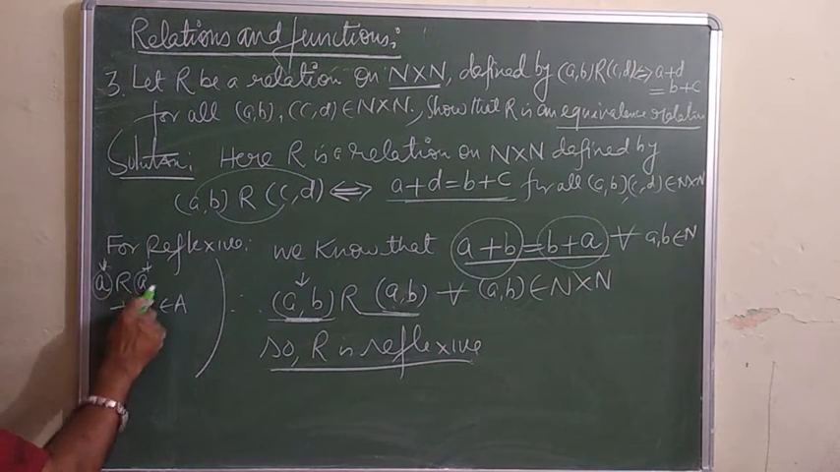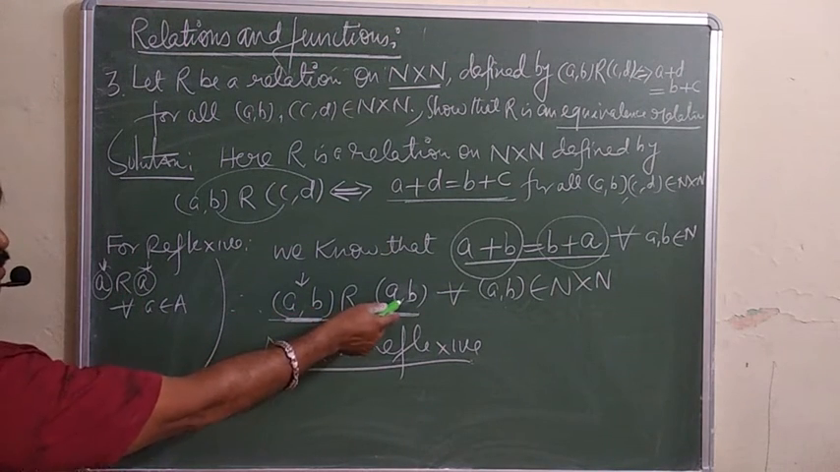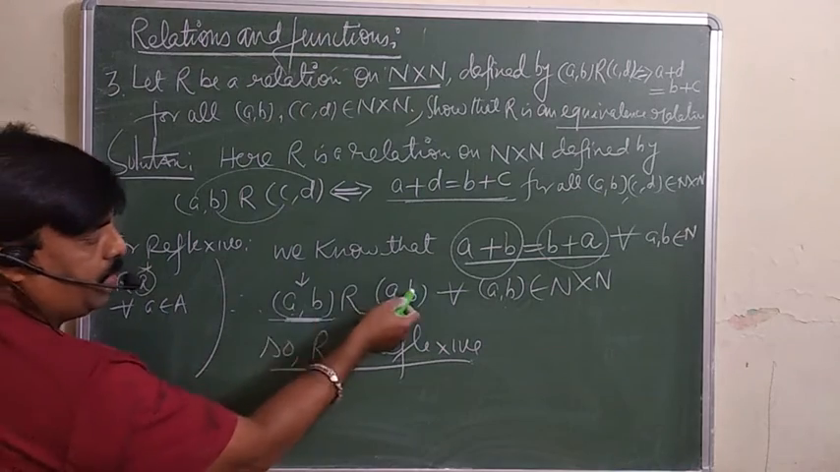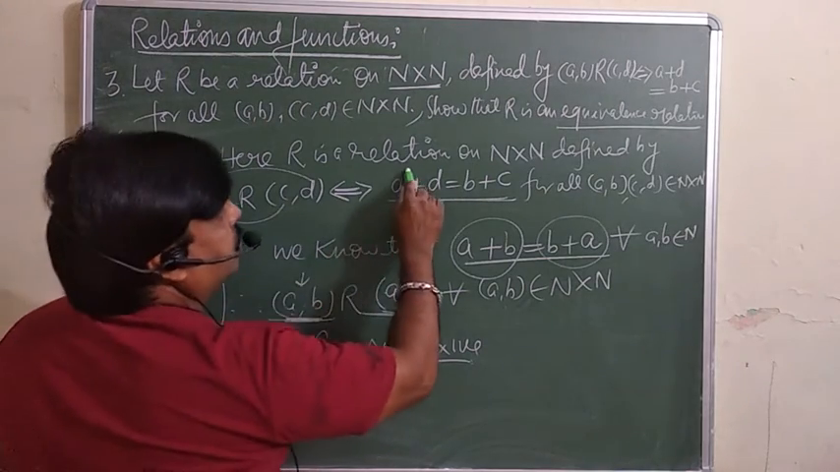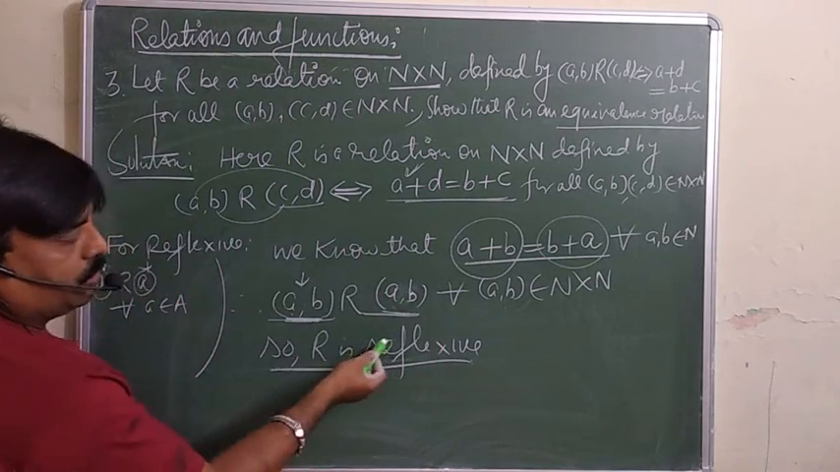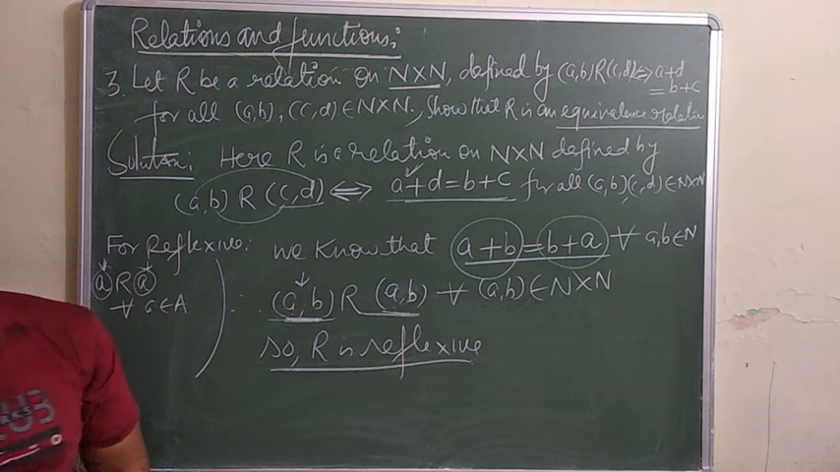Here, as an element, these are ordered pairs. So with itself, a + b equals b + a, by using this relation. So you can say it is reflexive. Have a look.